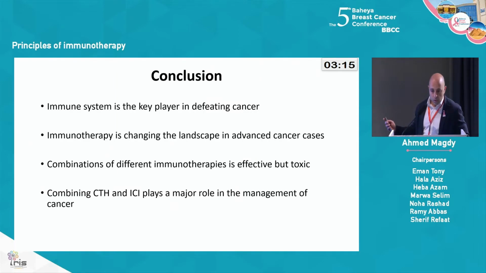Okay. So the conclusion, our immune system is the main player, the key player in defeating the cancer cells. Use your immune system by the immune checkpoint inhibitors. It's changing the landscape, and the first approval of immunotherapy was in 2011 with melanoma. In 2015 was the second approval in lung cancer. Now, more than 37 indications.